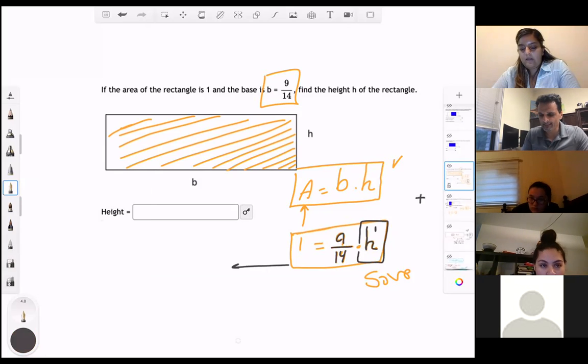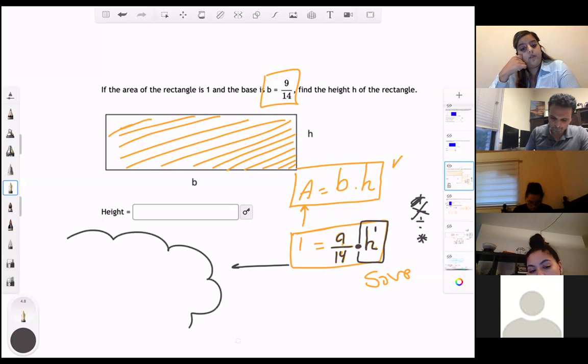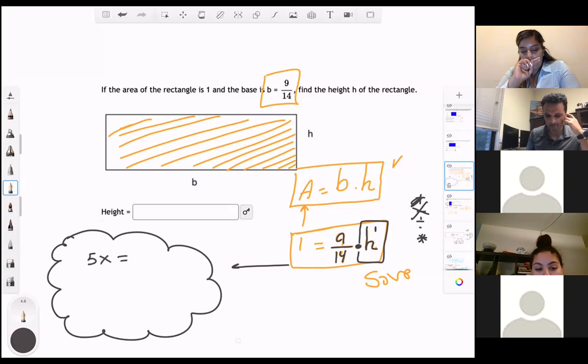Should I add, subtract, divide, or multiply? Here is a multiplication. Definitely adding and subtracting is not a good idea. You multiply by 14? Yeah, in the note sheets, if we have 5x equal to like 15, this is a multiplication, we divide by 5, correct?